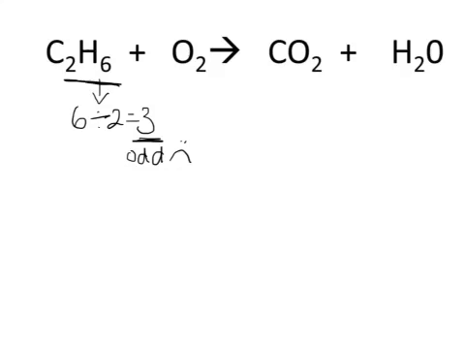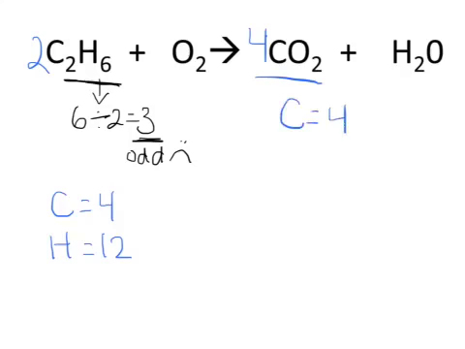So what we can do first off is multiply this hydrocarbon by 2. Now we can balance this reaction normally, where we have 4 carbons on this side and 12 hydrogens. We can go and balance the carbons on this side and our hydrogens.